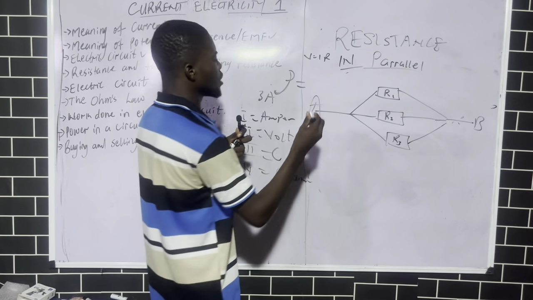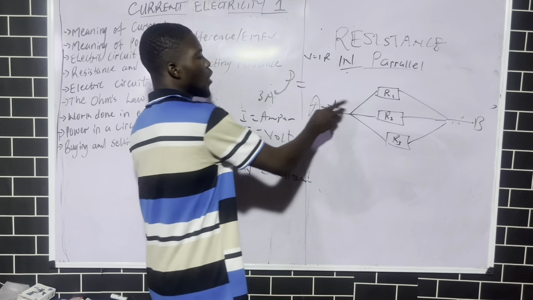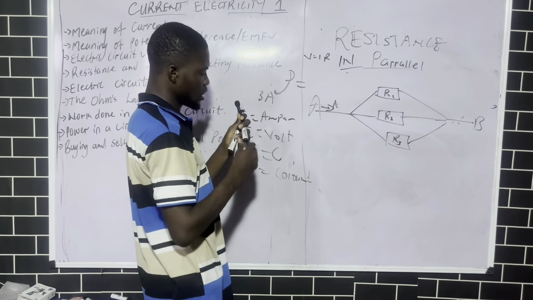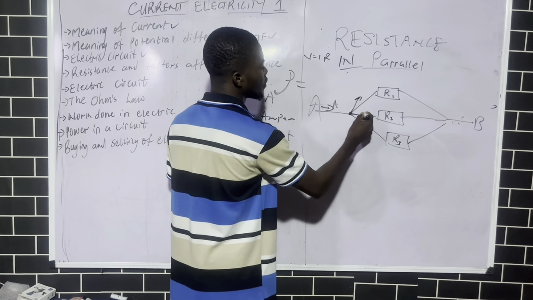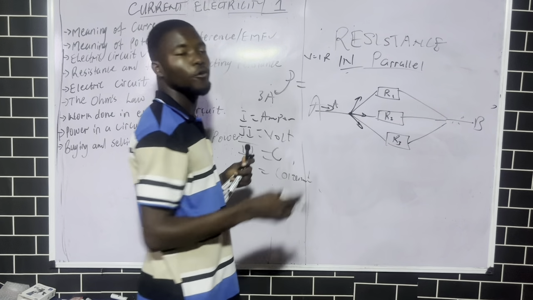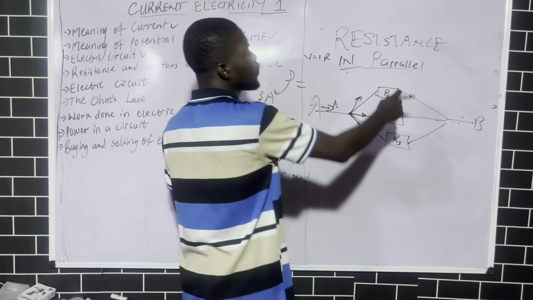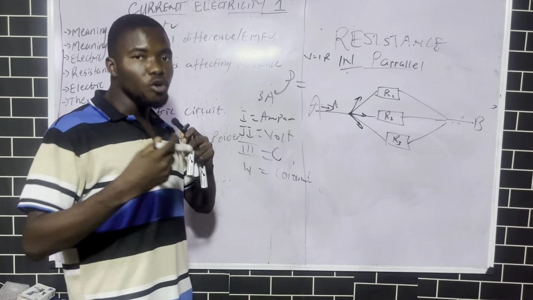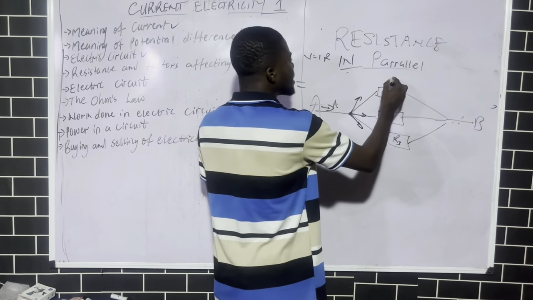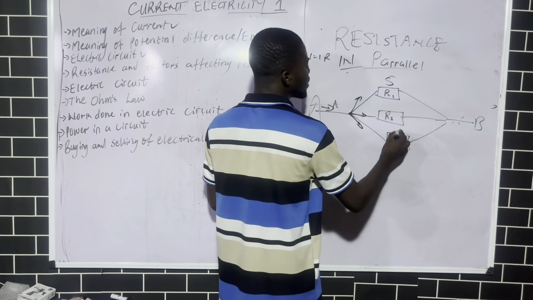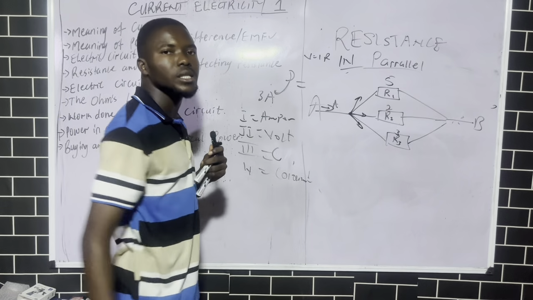So if a current is coming in this direction, current A, what do you think? Is it the same current that will flow through all of them? No. The moment current A reaches there, it will divide. Are you following now? It will divide. So the amount of current that flows through each of the resistors depends on that resistance. And hope you remember we said resistance is the opposition to the flow of current. So if this resistance is 5 and this one is 3 and this one is 2, which of them do you think will carry the highest amount of current?